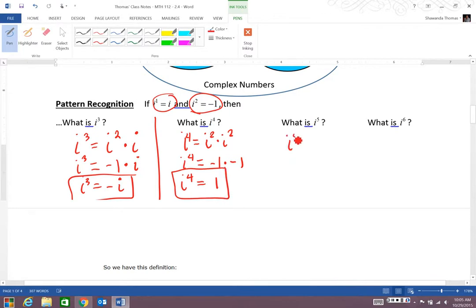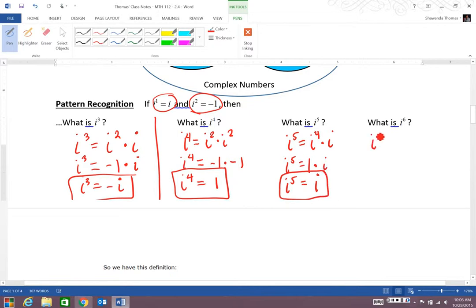Alright, i to the 5th. How do you want to split it up? It doesn't matter. You can split it up as i to the 4th times i, or i cubed times i squared. However you want to do it. Let's do i to the 4th times i, since I know that i to the 4th equals 1. So 1 times i, so i to the 5th equals i again.